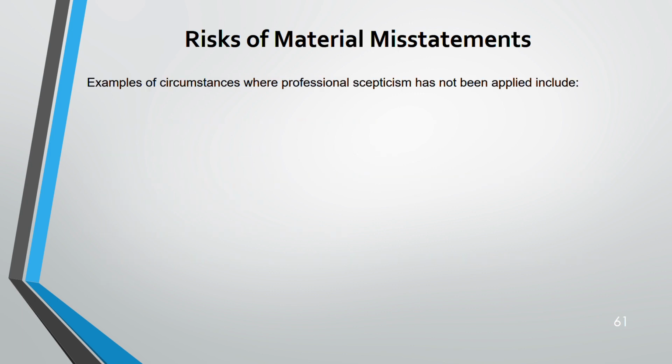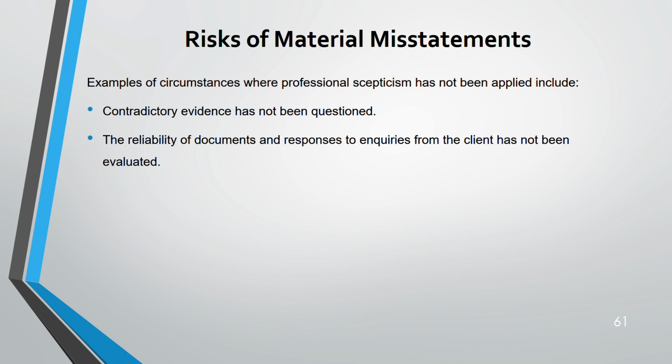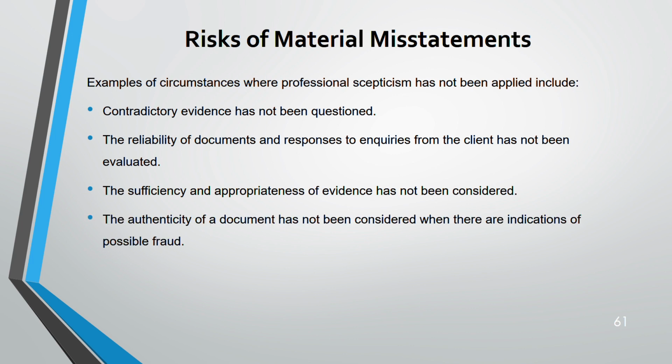Now, examples of circumstances where professional skepticism has not been applied. Number one, contradictory evidence has not been questioned. Let's say you have got contradictory evidence, but you are not questioning it, so you are not applying professional skepticism. Second, you are not challenging the reliability of documents and responses. Third, you are not seeing whether evidence is appropriate or sufficient. Also, the authenticity of documents is not considered, so it could lead to possible fraud.